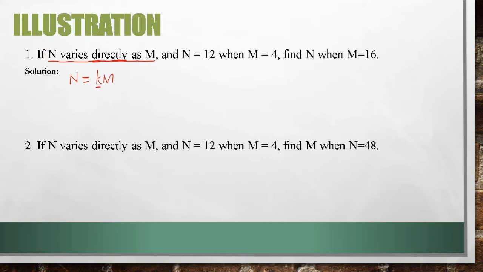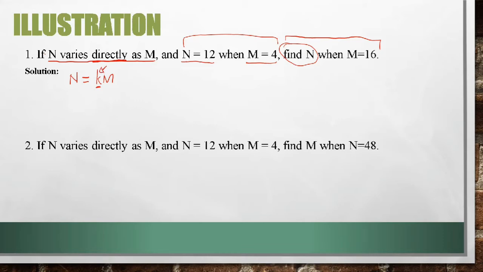After having the formula for direct variation, we will move to another phrase, which is n is equal to 12 and m is equal to 4. The question here is to find n. But before finding n when m is 16, we will need to solve first the constant of variation, if and only if the constant of variation is not given. So here, we need to solve the value of k.